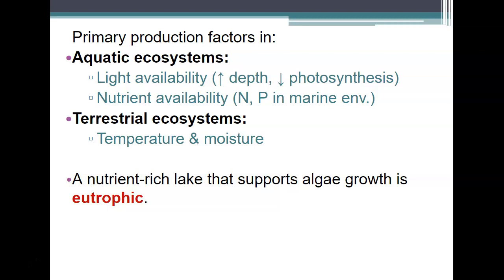A term that we're going to get into a little bit later is called eutrophic. If there is something like a nutrient-rich lake, meaning lots of nitrogen and phosphorus, then it can support growth of algae, which is sometimes a good thing, but in too much, like anything, it can be bad. So when you have nutrient environments where algae can grow, it is called eutrophic.